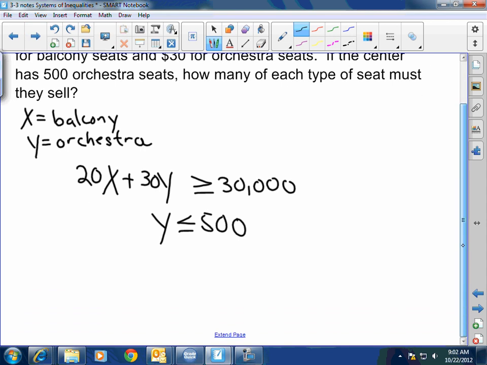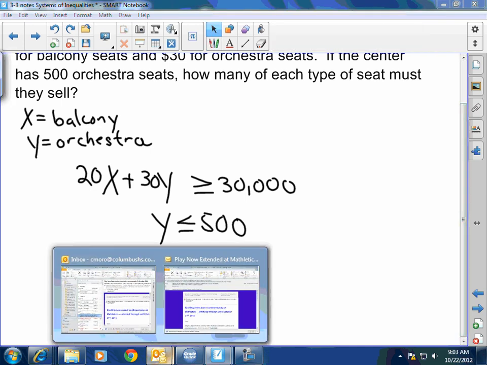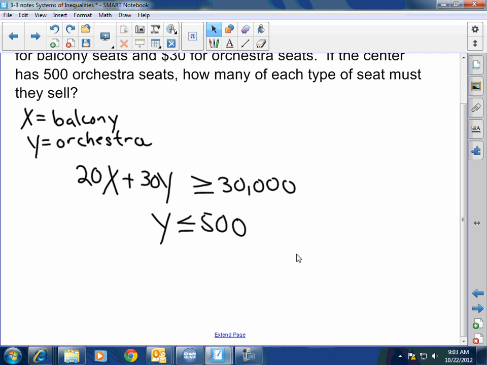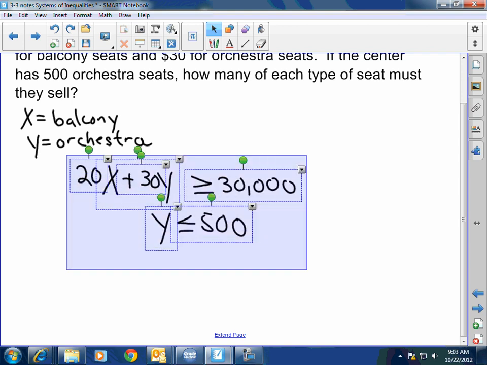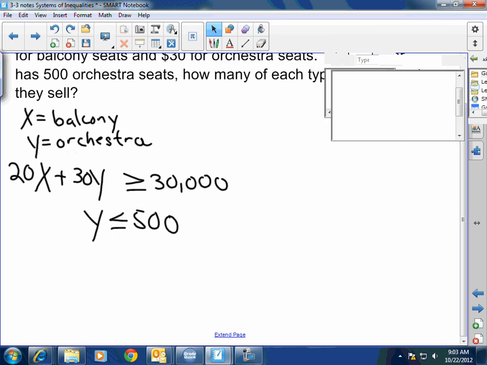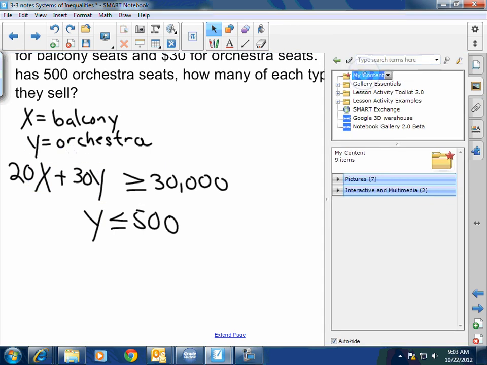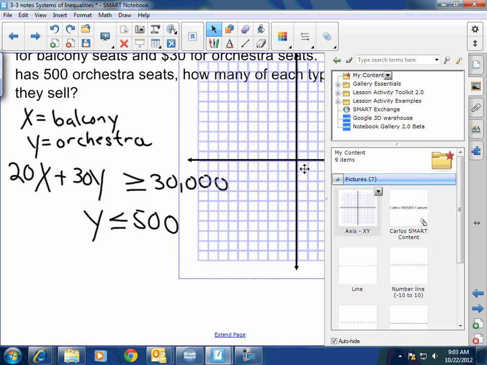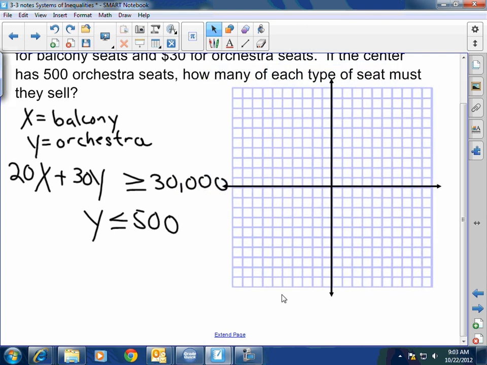Now from here, gentlemen, unfortunately, I can't use my tricks of elimination or substitution. I have to actually graph this. So let me show you how to graph something large scale like this. Let me go ahead and move this over here for a second. It's no different than any other graph, except you're going to have to use some intervals. All right? That's all.